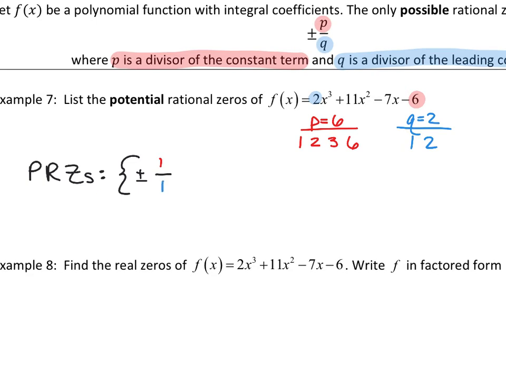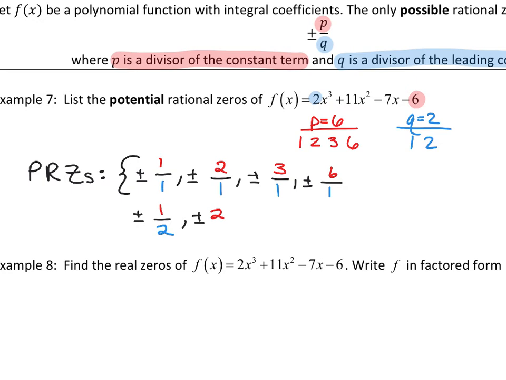So I'm taking 1 from the p list and 1 from the q list, plus or minus 2 divided by 1, 2 from the p list, still 1 from the q list, plus or minus 3 over 1, plus or minus 6 over 1, and we're still going. Going back, plus or minus 1 over 2, plus or minus 2 over 2.